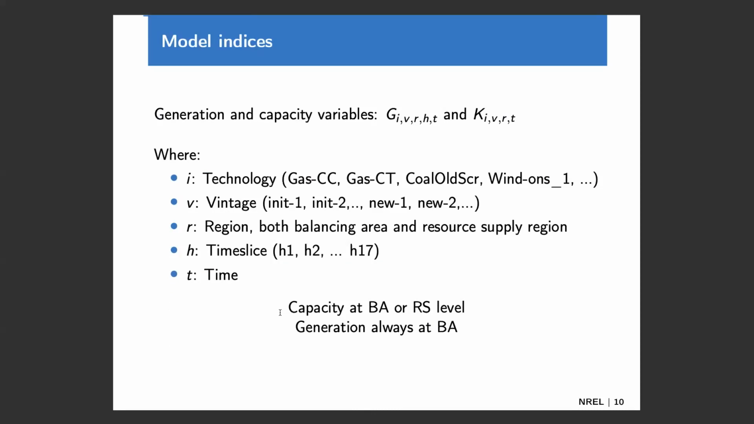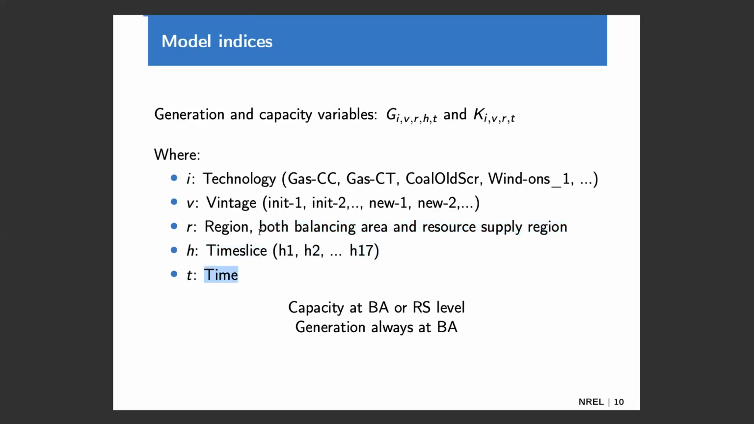Gas CCs, gas CTs, coal scrubbed, you know, we have 10 different wind classes. Vintage is something I'm going to talk about briefly in the next couple of slides, but it's mainly that we have initial and new capacity, and depending on the specification by the user, we can scale that up or down. R is region, and an important note here is it covers both the balancing areas and the resource supply regions that we mentioned on that map earlier, meaning R contains every single region, either at the BA level or at the resource supply region. Time slice, for now we have 17 time slices. I'm working on a project that's going to shrink that down a bit. And then finally T, I mentioned time here, but it should be year.